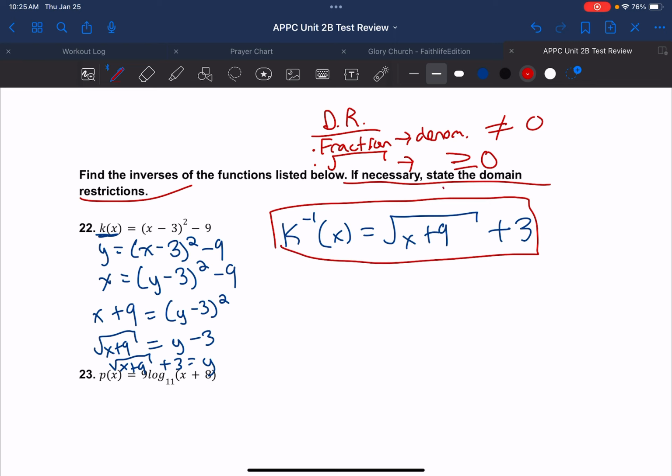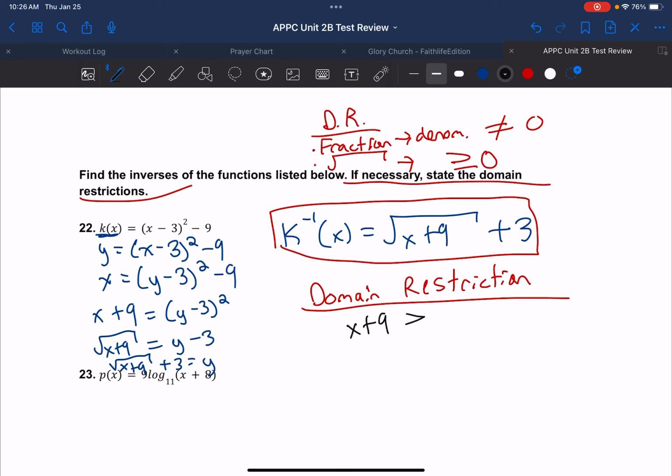But now look at what pops up. A square root. So I know I have a domain restriction. So for the domain restriction, whatever is in the square root, I don't have to worry about the plus 3. I'm only worried about what's in the square root. So I could say that x plus 9 has to be greater than or equal to 0. It has to be 0 or above. So that gives me x is greater than or equal to negative 9.